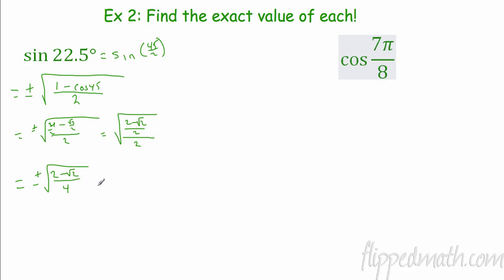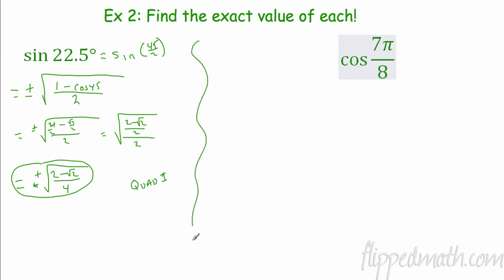All right, now we're going to leave it just like that with a radical and a radical, even though that's kind of strange looking. Now we need to determine: is this positive or negative? So we're dealing with sine 22.5. That's in the first quadrant. Since it's in quadrant number 1, sine is the y component. That means it's going to be positive. So this is positive radical of 2 minus radical 2 over 4.